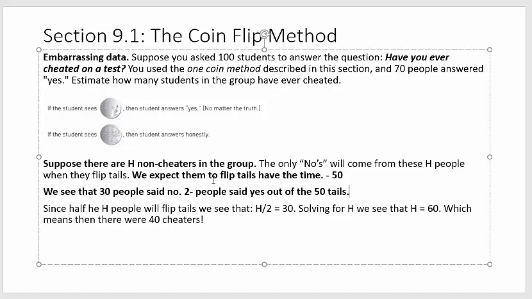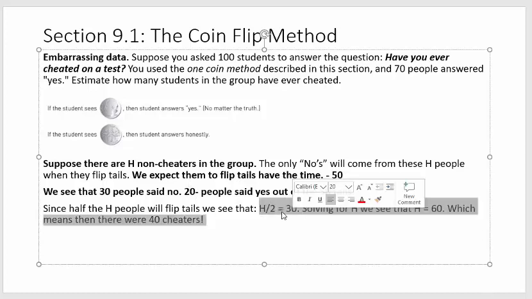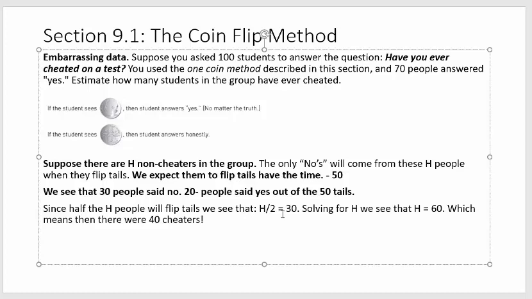So here's the thing. Since half of the H people, the non-cheaters, we see will flip tails, you could do it this way. So half of them divided by 2 should be 30. Or another way to see this is half of the people who actually cheated should be the 20. So if you set it up this way, solving this, remember these are the non-cheaters, okay? H divided by 2 is equal to 30. Solving this for H, you get H is equal to 60 out of the 100 people, which means if 60 of the people were non-cheaters, it means that 40 of the 100 people were cheaters.